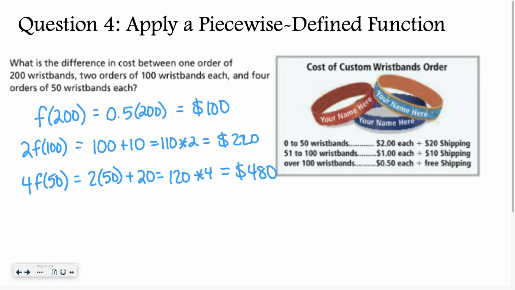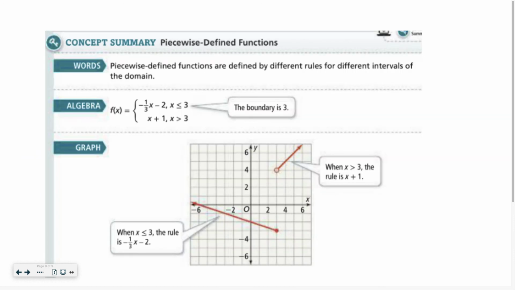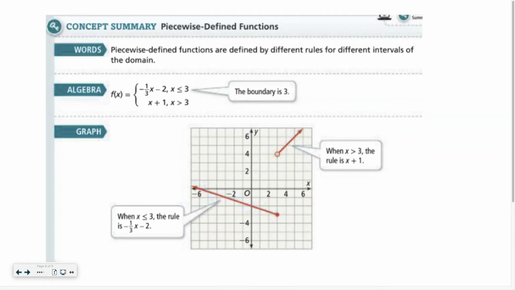You can see that when they ordered 4 different shipments of 50 wristbands, they paid a lot more to get those, that would be 200 wristbands, than if they would have just done one order of 200 to begin with. So piecewise functions are a really great way to help you figure out how to save money and just good real-world situations. Here is a nice little concept summary for those of you that like to take screenshots.